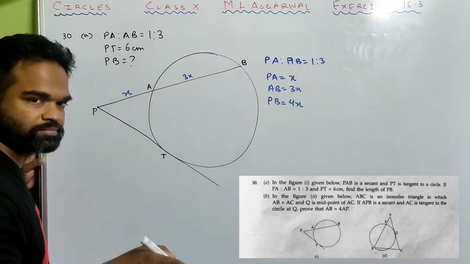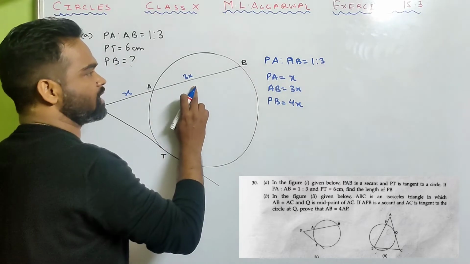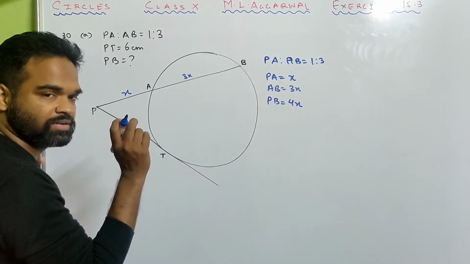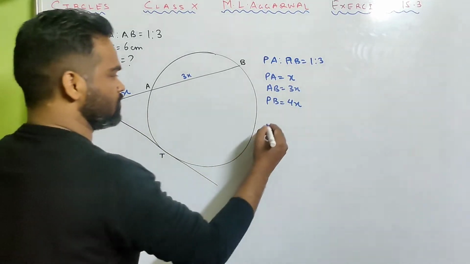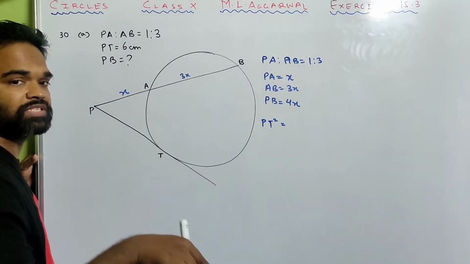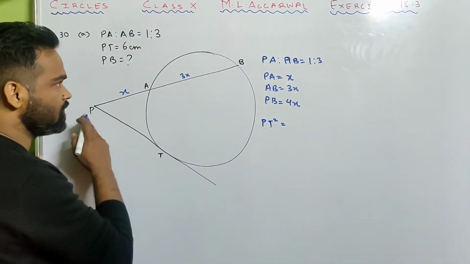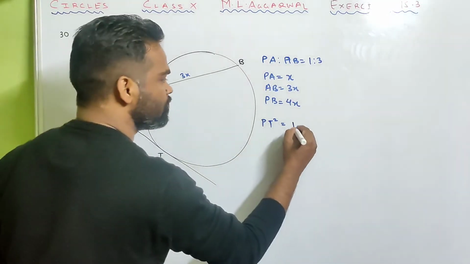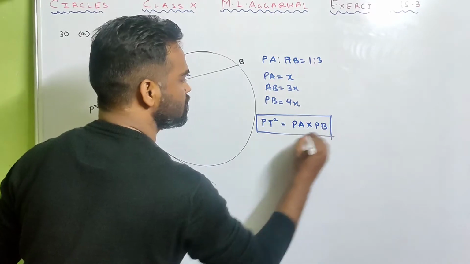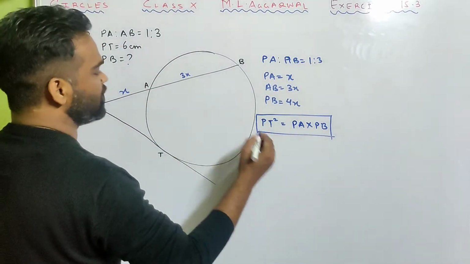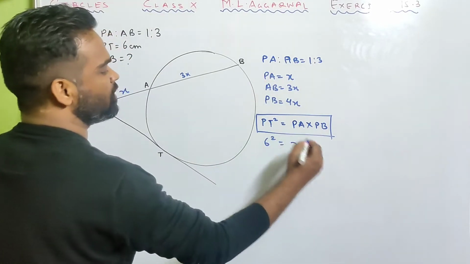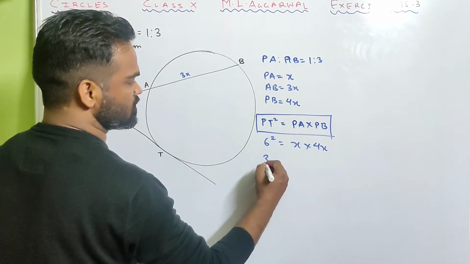Now we have the theorem. If a tangent and a chord rather meet externally, then the square of the tangent is equal to the product of the length of the segments formed by the chord, PA into PB. That's my theorem. Yes or no? Utilize it. PT is 6, so 6 square. PA is x. PB is 4x. Look carefully, this is 36.